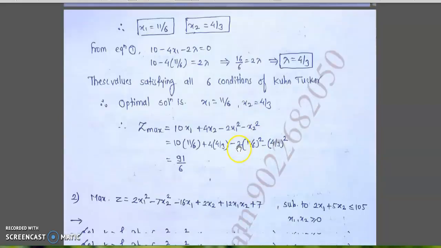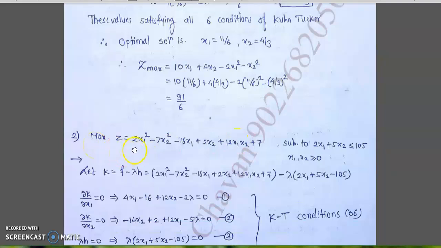Let's see one more example on this. Maximize z equal to 2x1 square minus 7x2 square minus 16x1 plus 2x2 plus 12x1 x2 plus 7 subject to the constraint 2x1 plus 5x2 less than or equal to 105. You can see here the constraint is linear but the objective function is non-linear. That's why this is an NLPP.